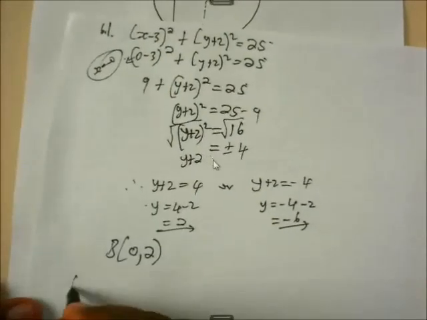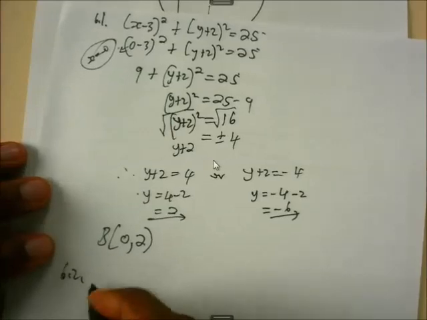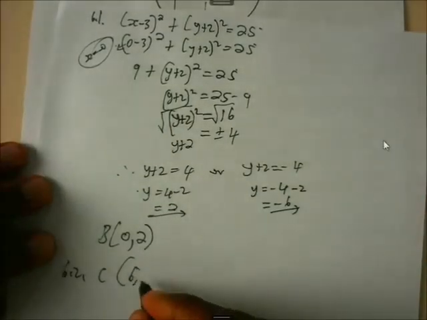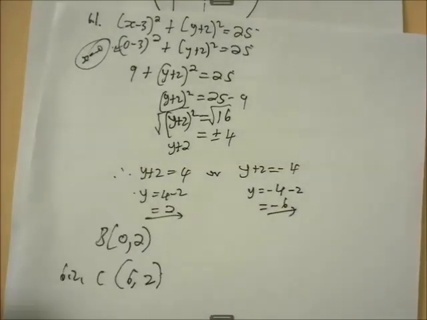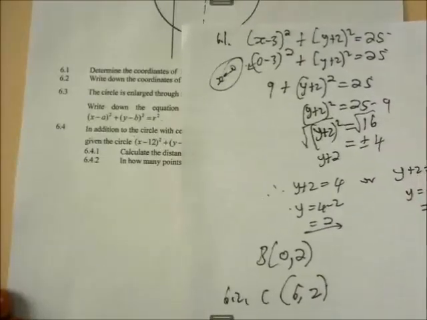When I respond to question 6.2, we are going to have the coordinates of C, that is 6 as well as 2. These are the coordinates of the point C. The x coordinate is 6 and the y coordinate is 2.